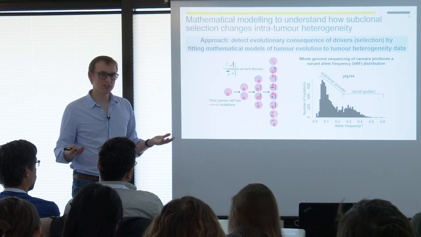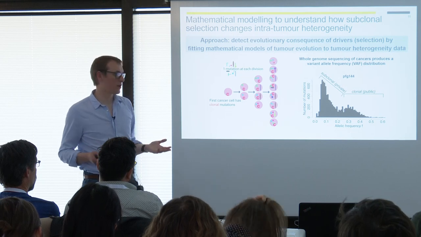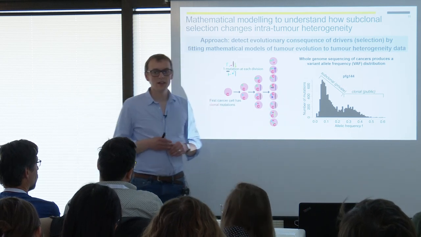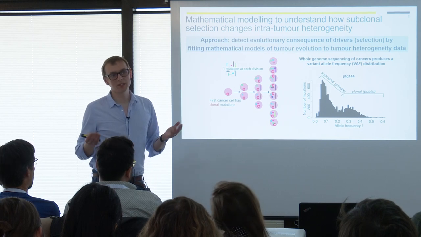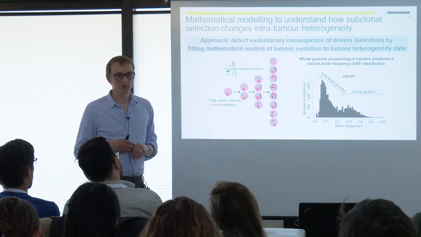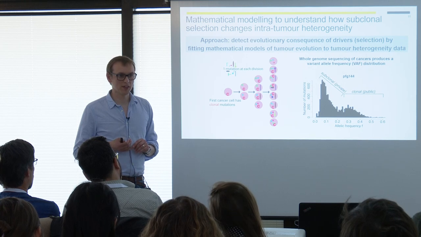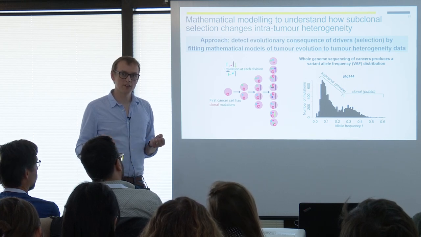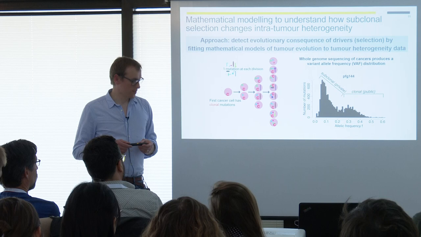And then ask, is that pattern of heterogeneity that we predict from our model what we actually observe in the data? And then if it does match, we can say, well, that model's probably right. And if it doesn't match, we throw that model in the bin and look for a different model instead. And so in that way, we can try and learn the dynamics of cancer evolution.